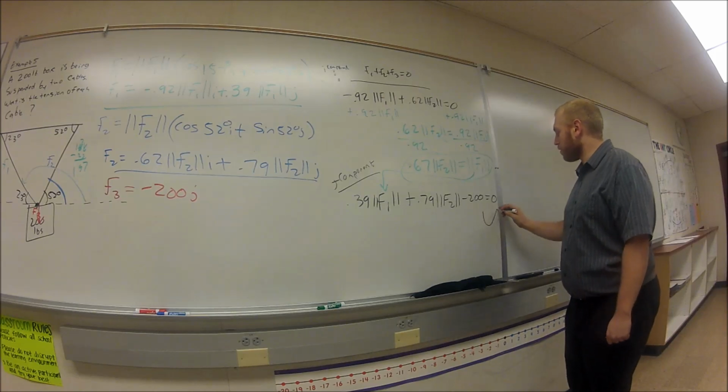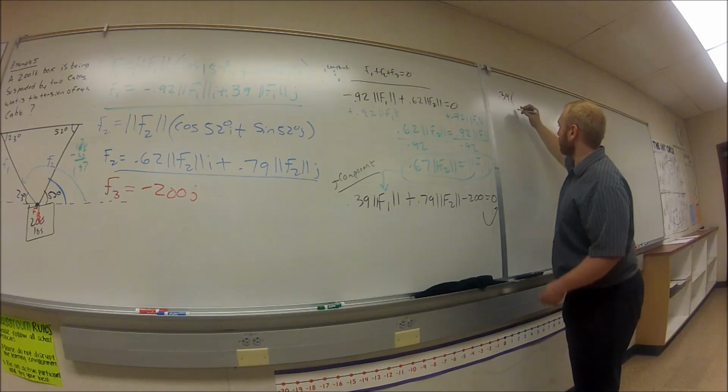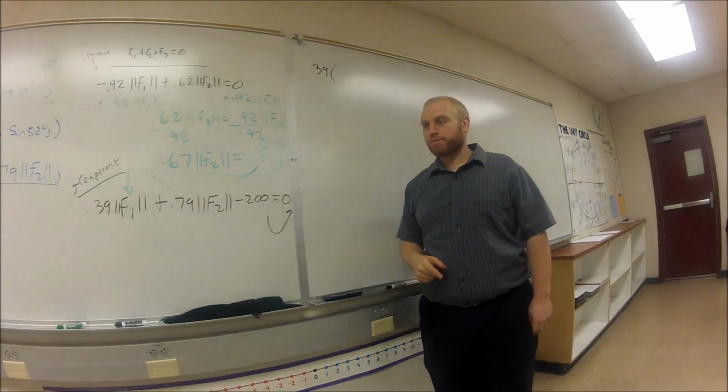And I'm going to come up here because we're almost out of room anyway. So we're going to have 0.39 times, well, notice that was the magnitude of F1, which was right here.